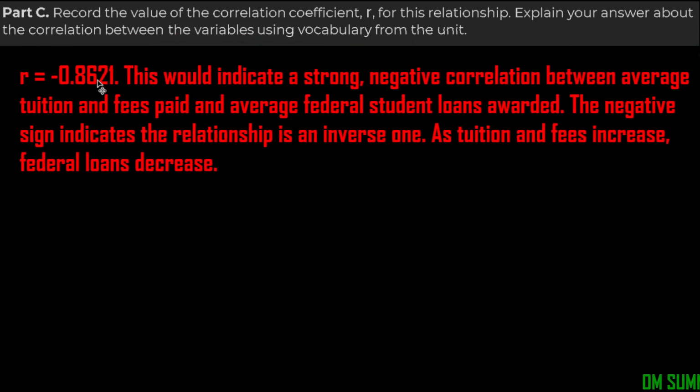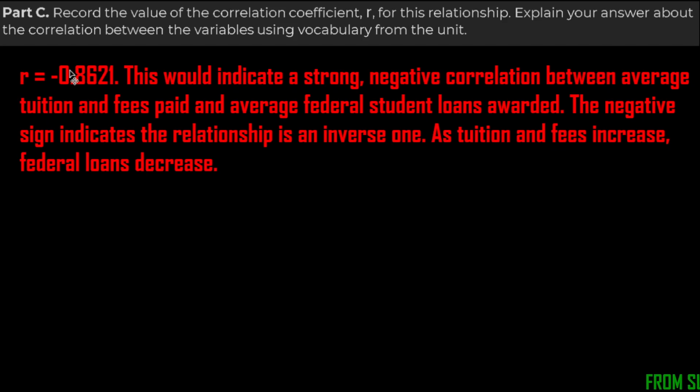So we found what this value is. Again, use your Desmos calculator to find what that is. But we're going to say R equals negative 0.8621. This would indicate a strong negative correlation between average tuition and fees paid and average federal student loans awarded. The negative sign indicates the relationship is an inverse one. As tuition fees increase, the federal loans decrease.